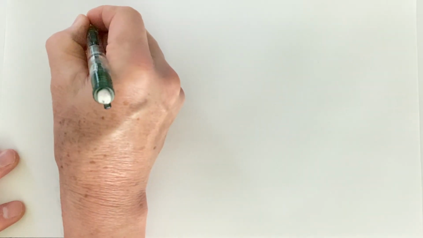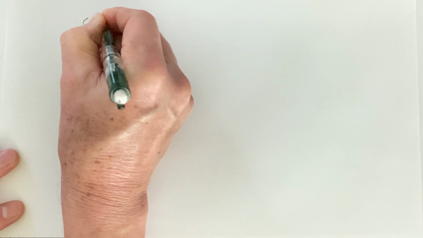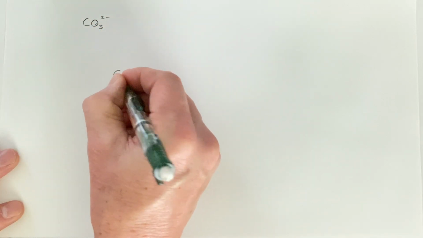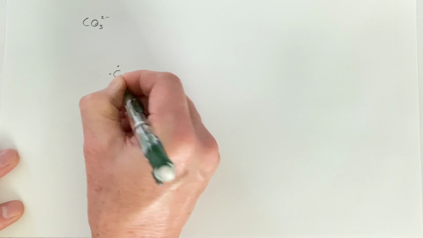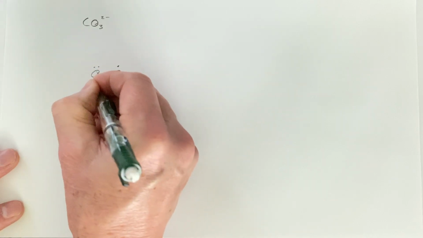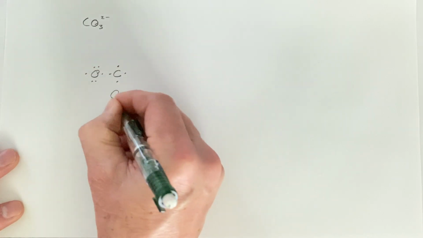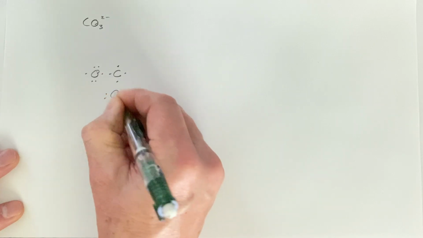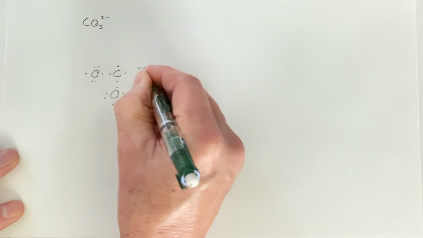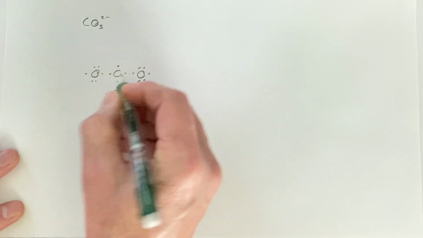Let's go ahead and look at carbonate. So we looked at carbonic acid, H2CO3. We looked at bicarbonate, HCO3 minus. Now let's look at carbonate. The formula for carbonate is CO3 2 minus. We will place our carbon atom with its 4 valence electrons, and we will bring in the 3 oxygen atoms. We'll make bonds.